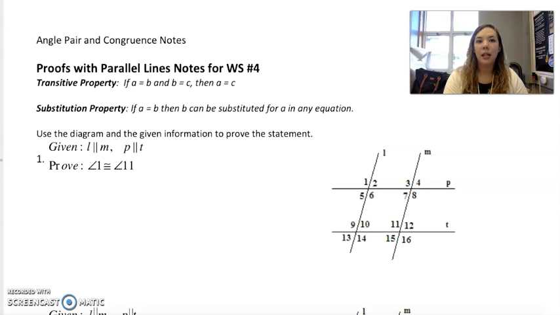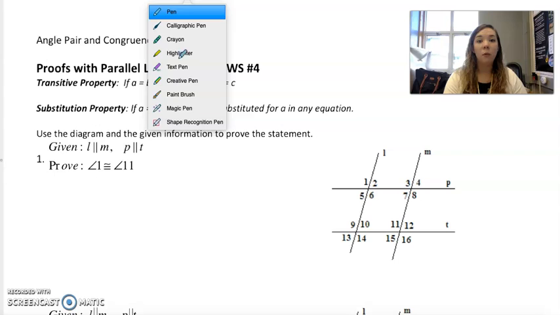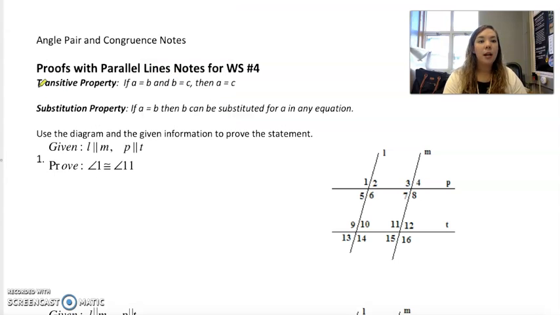Here at the very beginning, there's a distinction that we want to make between the transitive property and the substitution property, because there is a difference, and we'll be using both of them quite a bit in our proofs. The transitive property is saying if A is equal to B and B is also equal to C, then A and C are also equal because they were both equal to B. The substitution property is saying if A equals B, then B can be substituted for A in an equation. And there is a difference there.